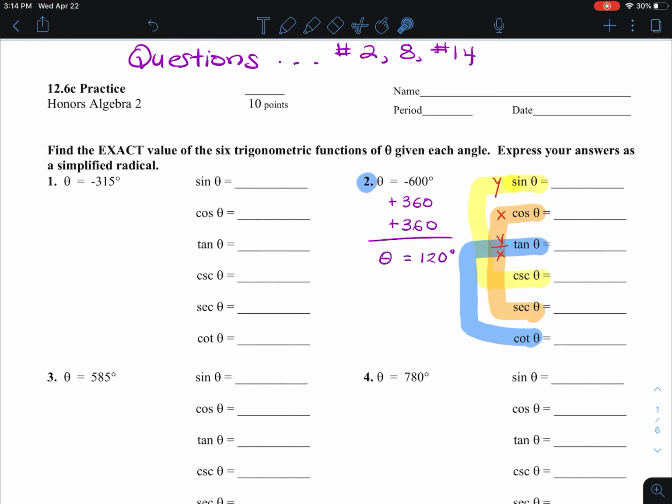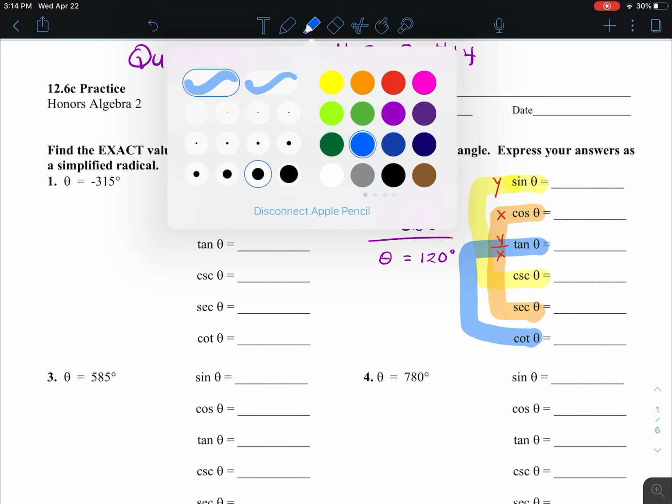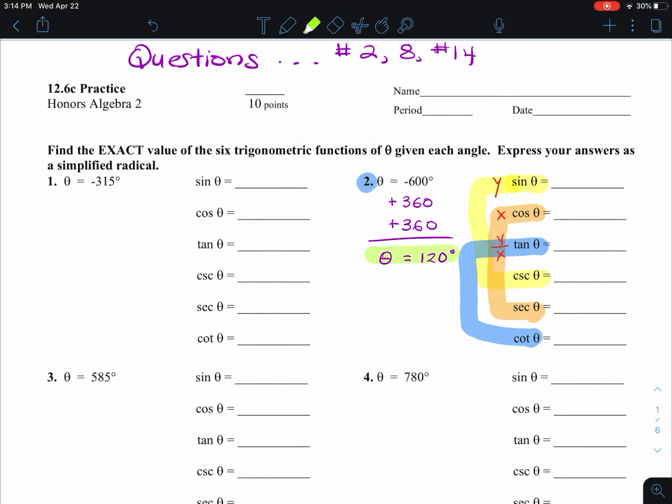One thing I will mention is some people are doing this part right here on the calculator, and I don't need to see this plus 360, but I absolutely need you to show where you ended up on the circle. So please write down theta equals 120 degrees on your paper, so that I know that's where you were looking on the circle.